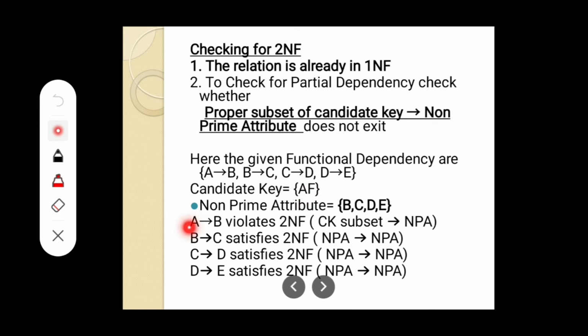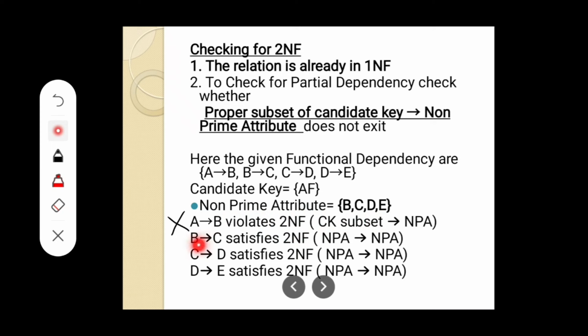Okay, so A, a subset of the candidate key, is determining a non-prime attribute. What is B? B is a non-prime attribute. So this is violating what? The condition of 2NF. This is violating the condition of 2NF.